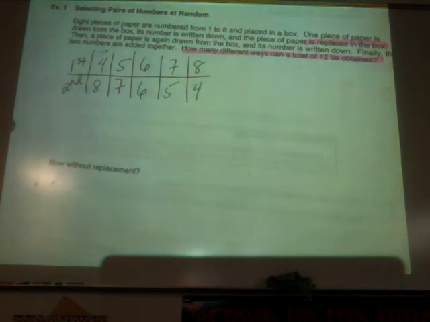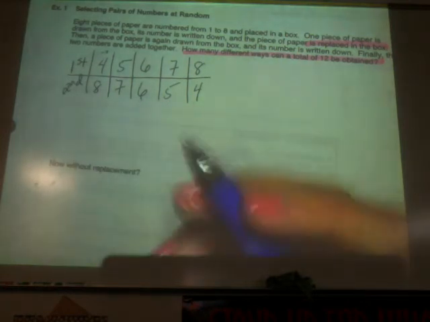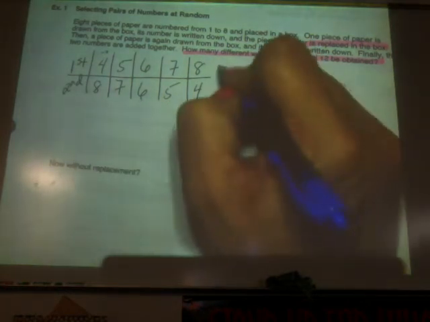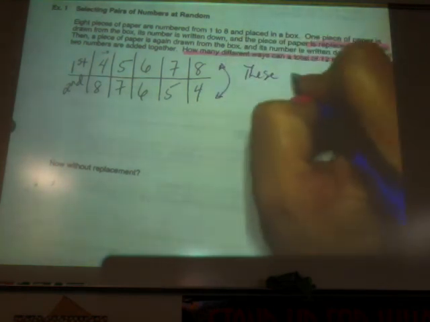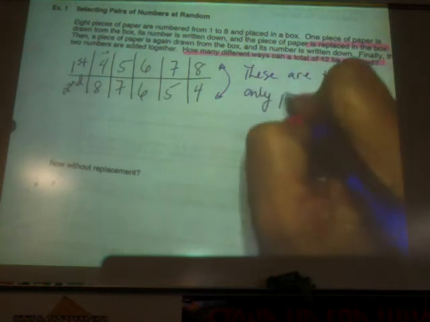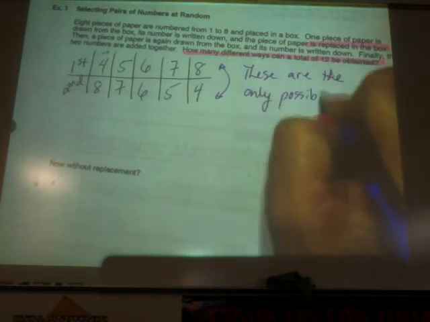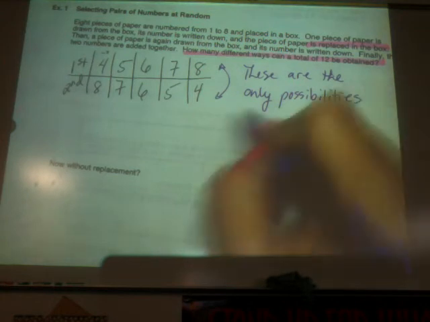So how many total possibilities do I have? 5. 1, 2, 3, 4, 5 possibilities. So you might want to put on here, since these are your notes, these are the only possibilities that add to 12.